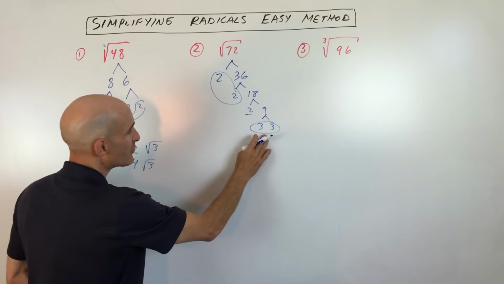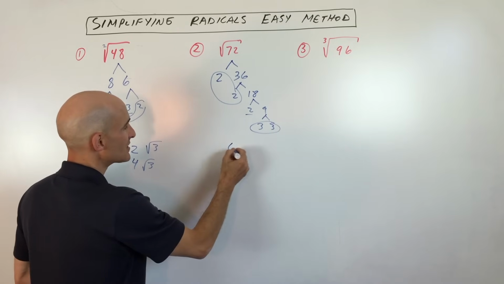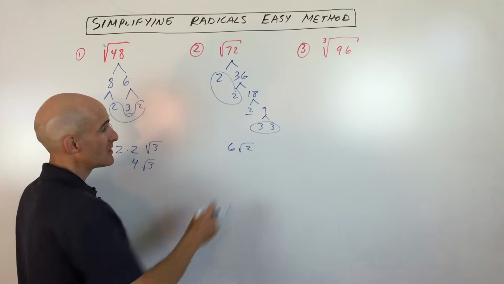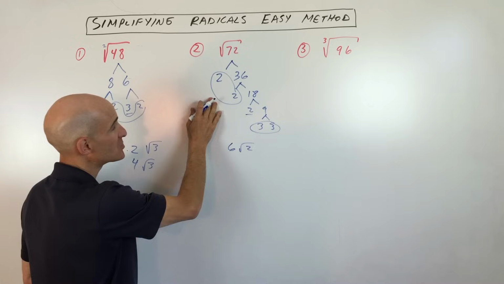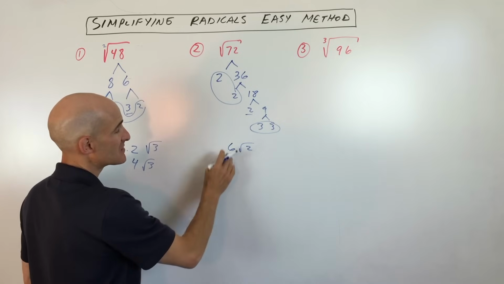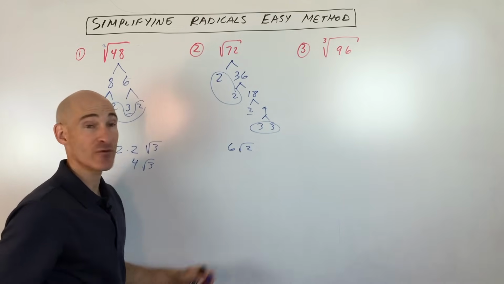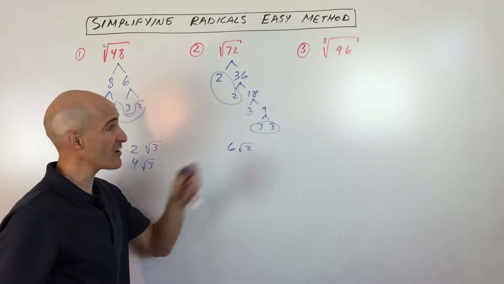So this is going to be 3 times 2, which is 6, square root of 2. Because 3 times 3 is 9, square root of 9 is 3, 2 times 2 is 4, square root of 4 is 2. So 2 times 3 is the 6, and we have this 2 left over that's not a perfect square, that stays underneath the square root, and you got it.